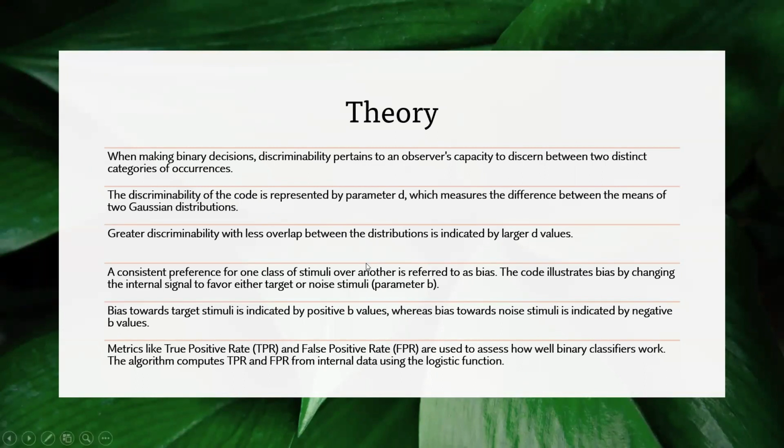In binary decision making, discriminability measures the separation between two Gaussian distributions, indicating the observer's ability to distinguish between the categories. Bias reflects a consistent preference for one category over another, manipulated within the code to simulate its impact on the decision making.